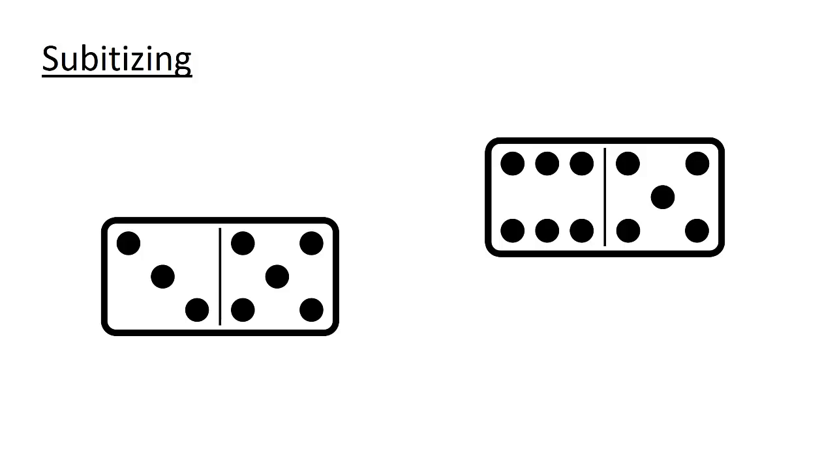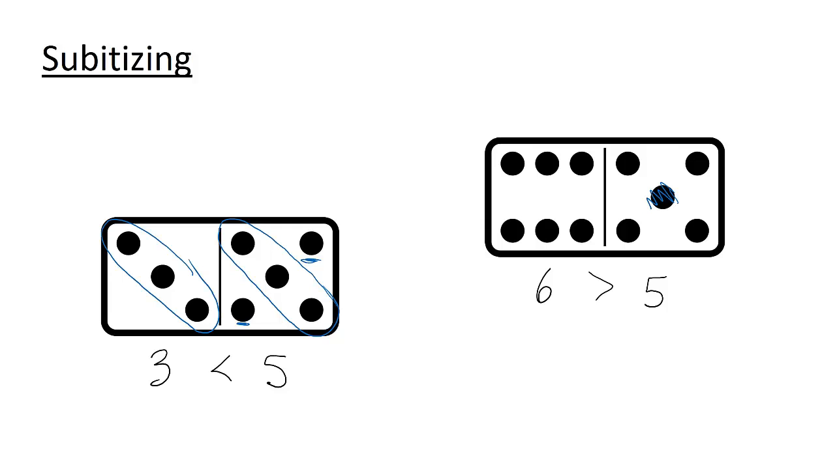Another important aspect to foster in the early grades is the idea of order. For example, in these two dominoes, which side is larger? Here we can see that 3 is less than 5 and 6 is greater than 5. I can see this on the first domino because I can actually see 3 comparatively. So I know that 5 has 2 more than 3 does. Over on the other domino, mentally I can move this pip up here and see that 5 is 1 less than 6.